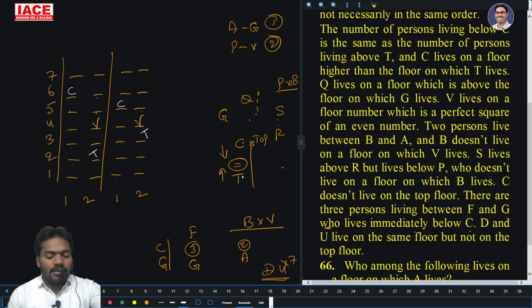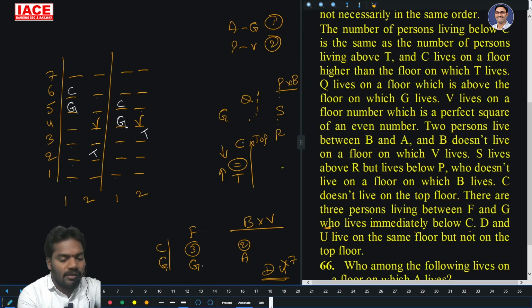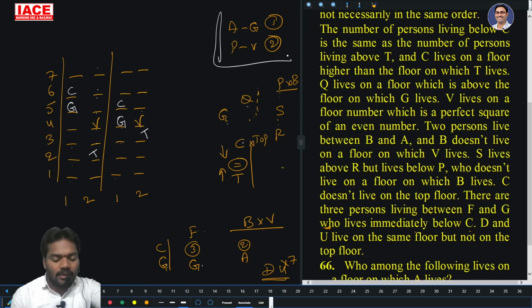Now F and G live below C, G immediately below C. So the only chance for G is here. Clear? Now Q is above G, so maybe a chance for Q. Just wait for that. Now between F and G there are 3 persons, 1, 2, 3, so there is only one chance for F. This case is not at all possible.